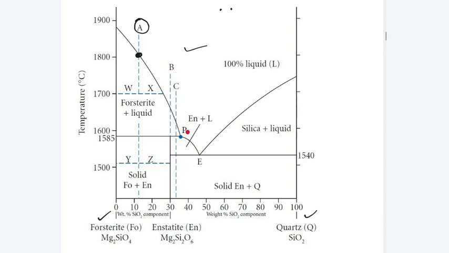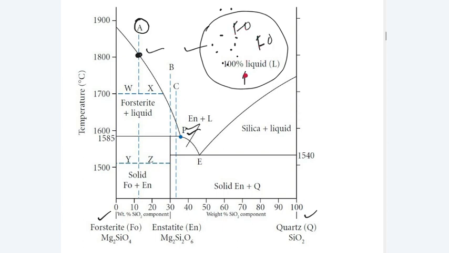When it reaches this point, that is the peritectic. It is 1585, or in some books you will find 1557, 43, different temperatures are given. So when it reaches this peritectic point, from this point to this point, some of the forsterite is crystallized. Like eutectic, one of the components will crystallize first, the forsterite.